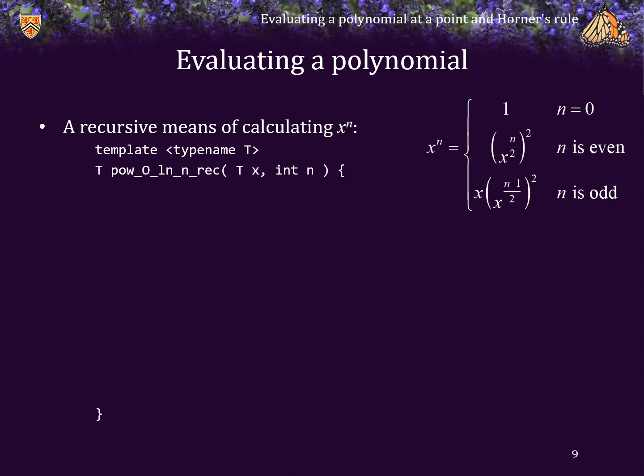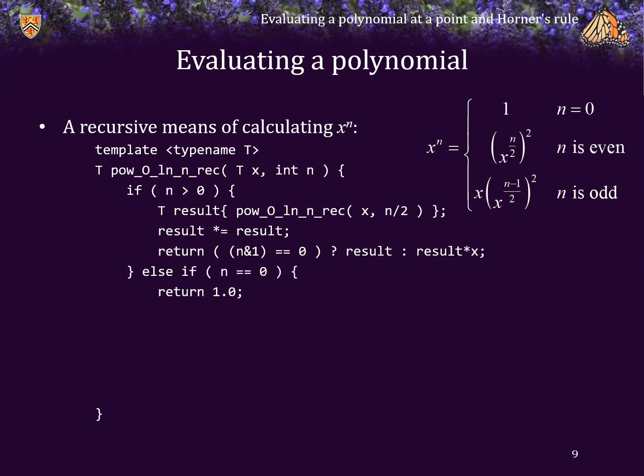Now here's a recursive means of calculating x to the n. For example, x to the 8 is x to the 4 squared. X to the 13 is x to the 6 all squared times x. So we can implement the formula we see on the right recursively.